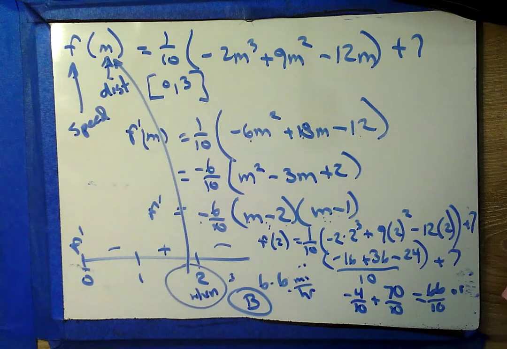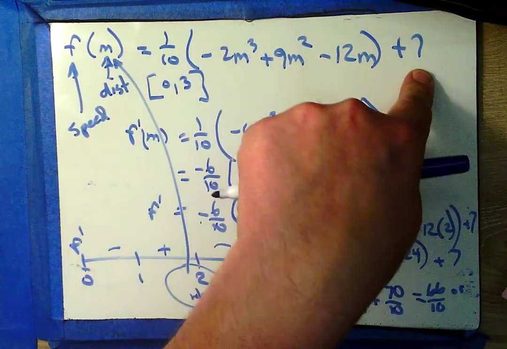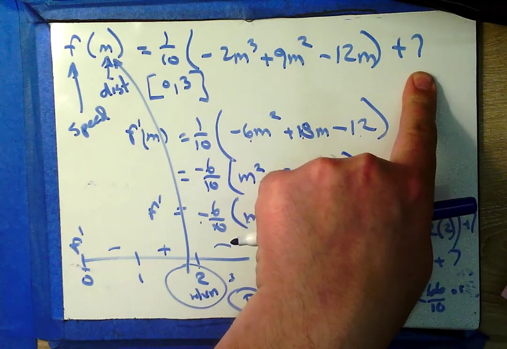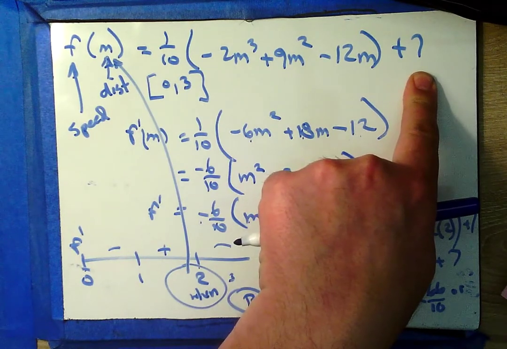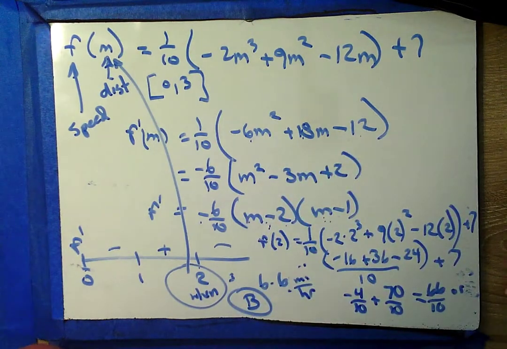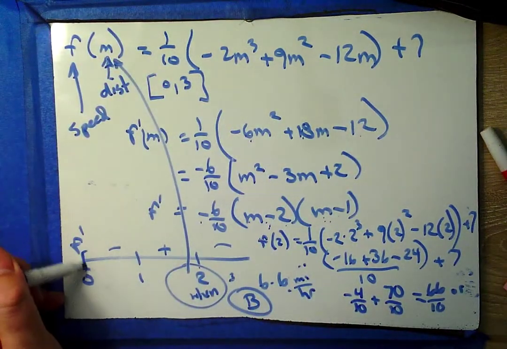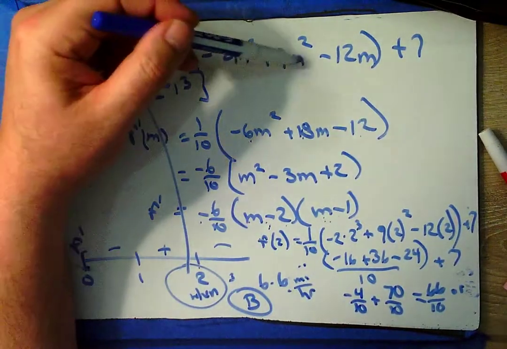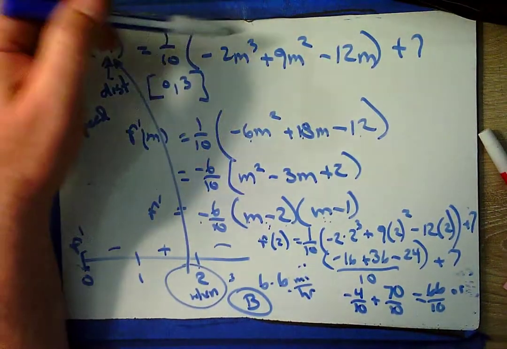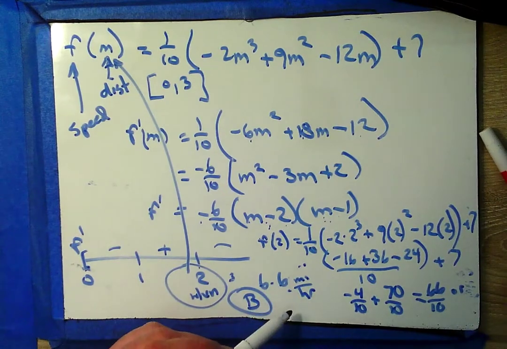I'm not going to worry about plugging the 1 in, because that's a min. At 0, I can plug a 0 in pretty quickly and get 7. Wait a second. It's 7. Why can't I plug in a 0? That's an endpoint. And if I plug in a 0, all these go away, and I get 7. 7 is bigger than 6.6 miles per hour.